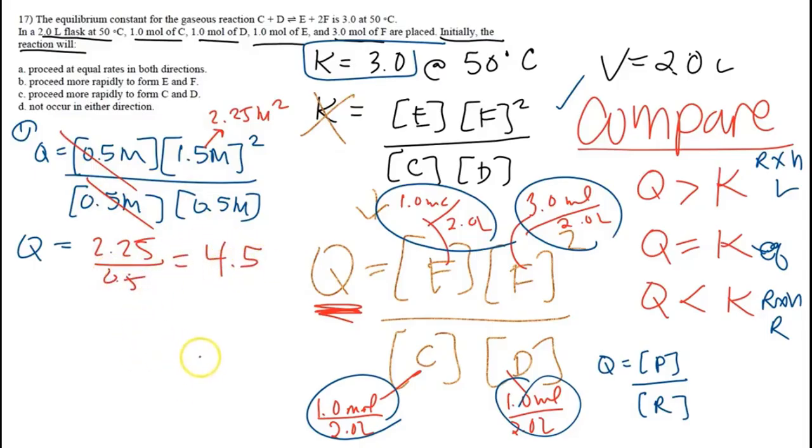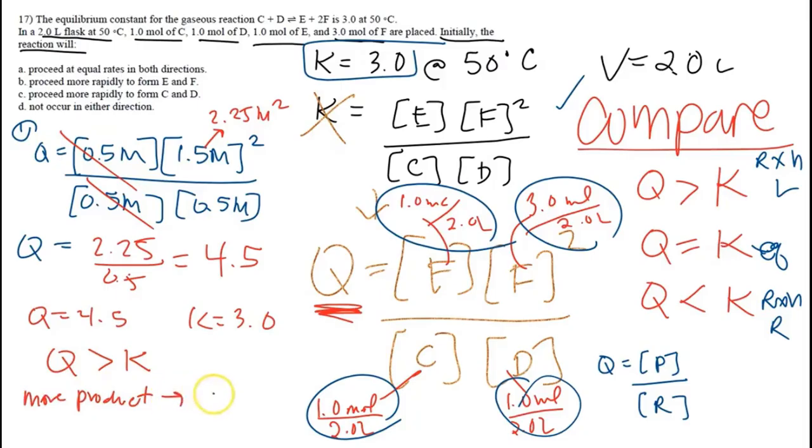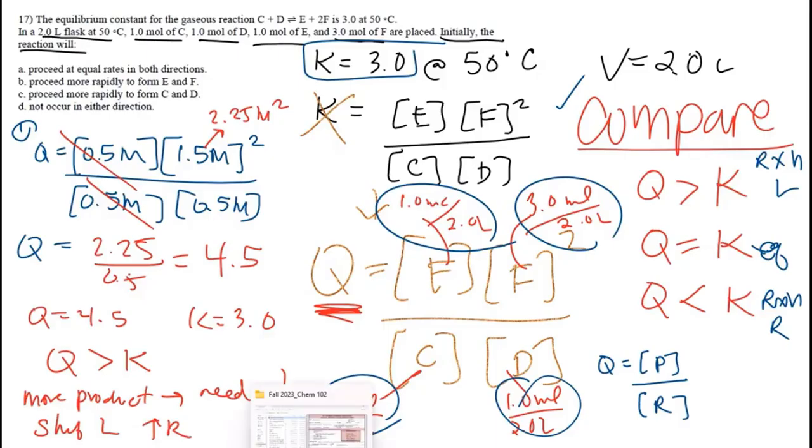So now that we know our Q amount, we're going to say, okay, our Q is equal to 4.5. Our K is equal to 3.0. That was given. That means our Q is greater than K. When our Q is greater than K, we're going to have more products, and so that needs to decrease. And so we're going to shift to the left. And what does that also mean? That means that we're going to have an increase in reactants as well. So we can't add just little bits of more information.